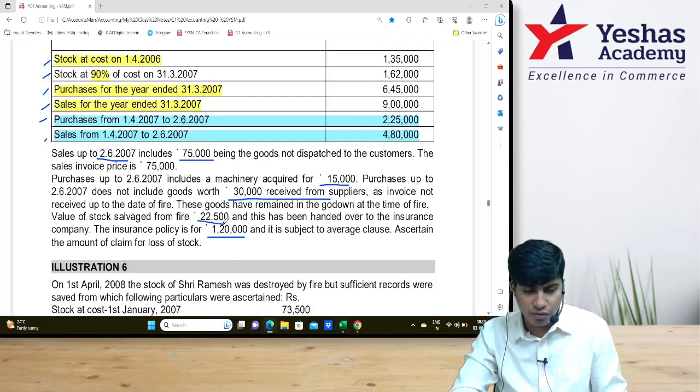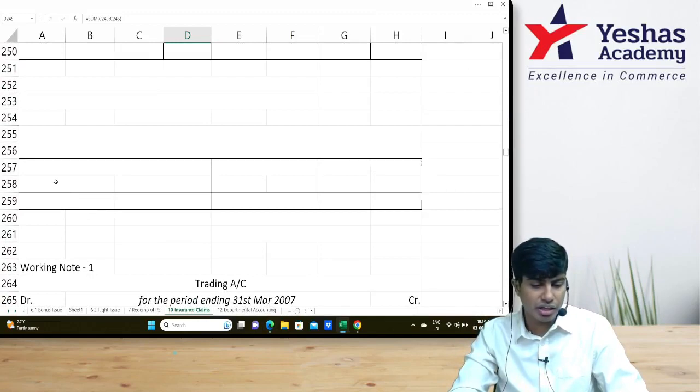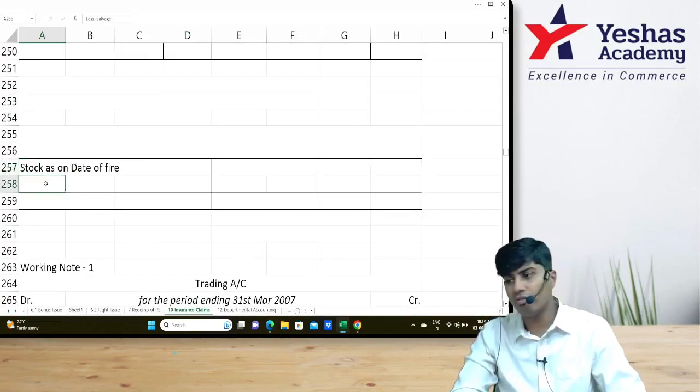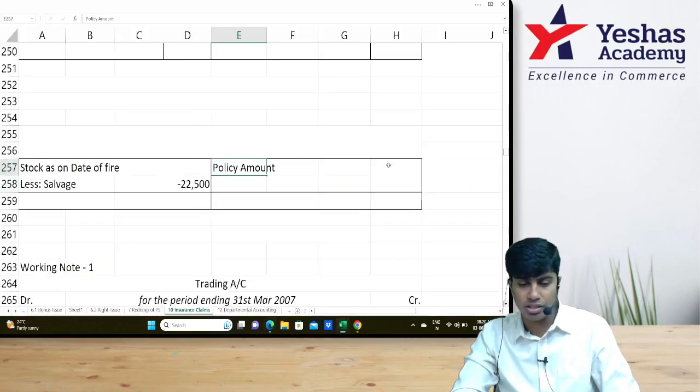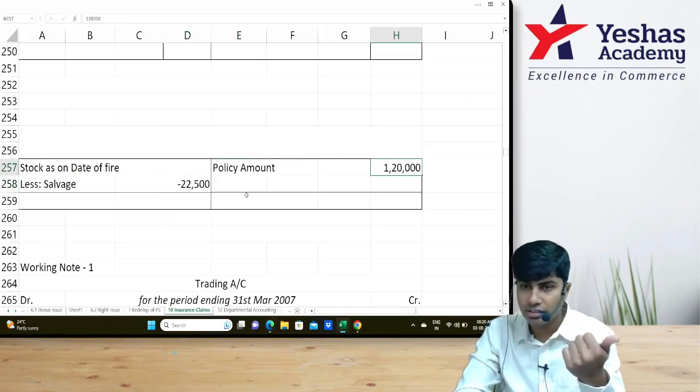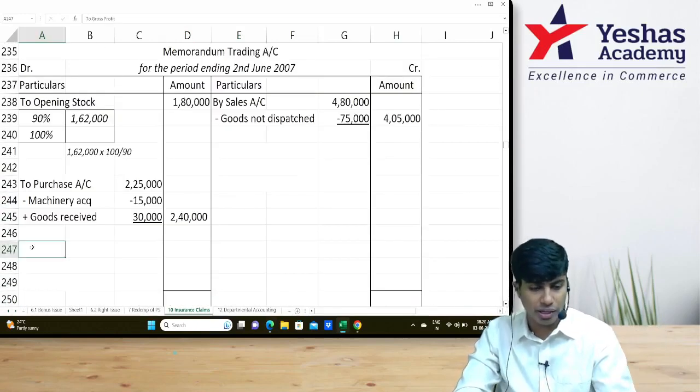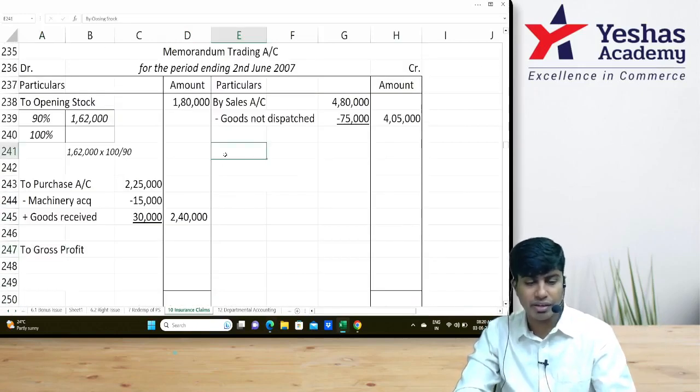Salvage is 22,500, so I'll write it here in the working note. We don't know the stock as on the date of fire. From this I'll deduct the salvage value of 22,500. And they've given the policy amount to be 1 lakh 20. I'll write policy amount 1 lakh 20. Easy. Here we need to find two items. One is GP, the second one is closing stock.